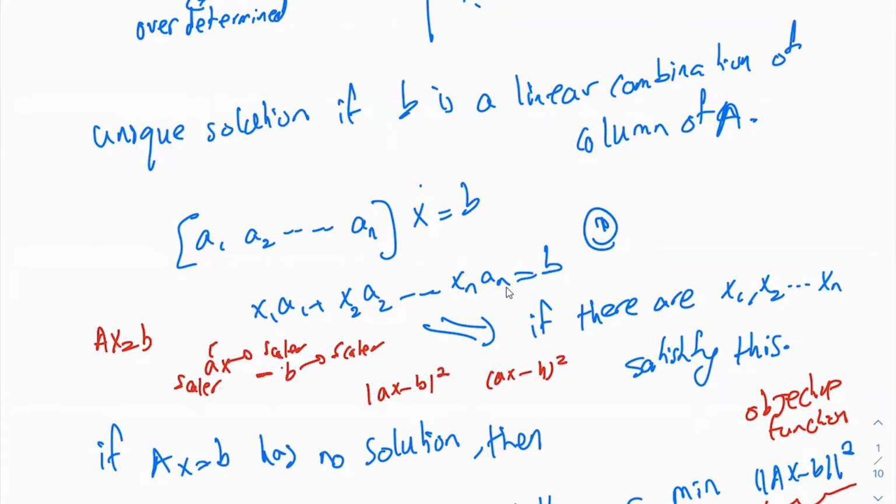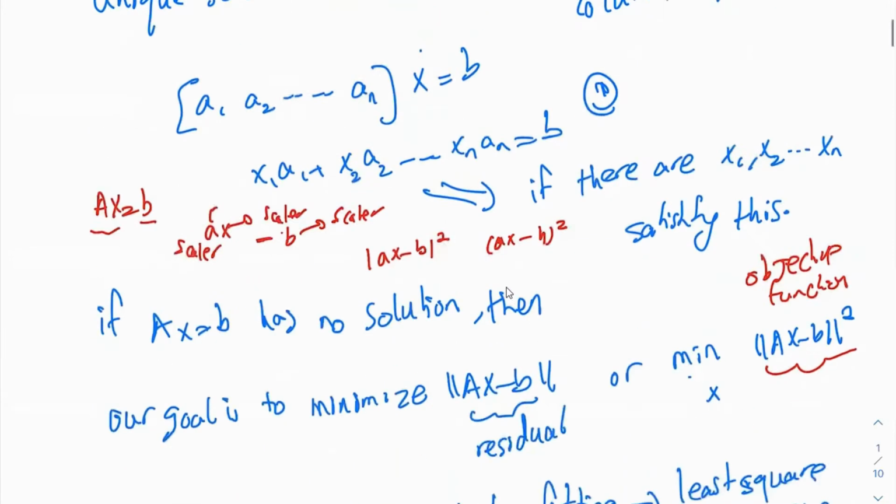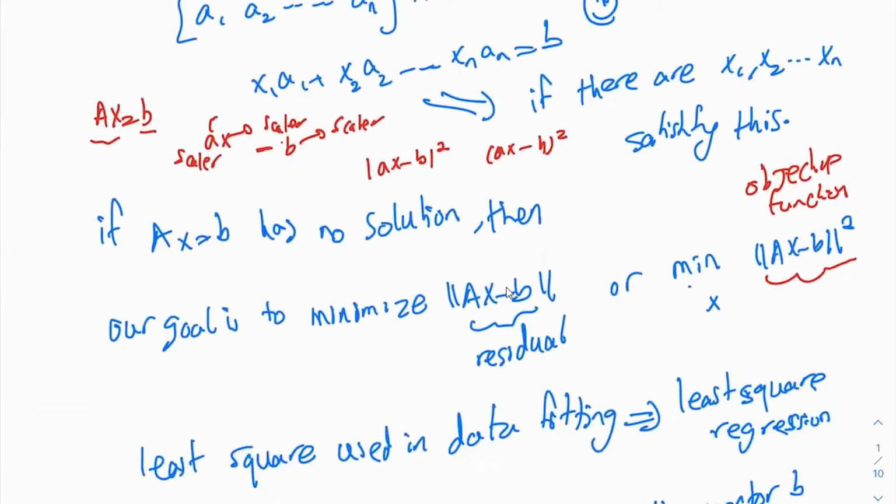Now this square doesn't make really sense when we have vectors, right? Because A times X, you have an m-dimensional vector, and B also is m-dimensional vector. So we have to come up with another notion to measure the distance between these two vectors. And that's where we use the norm, L2 norm, for example. We can use other norm, but here for least square, we mainly define L2 norms, okay?